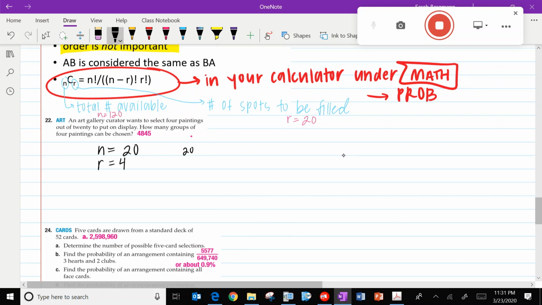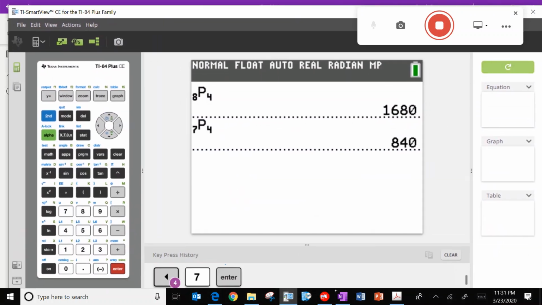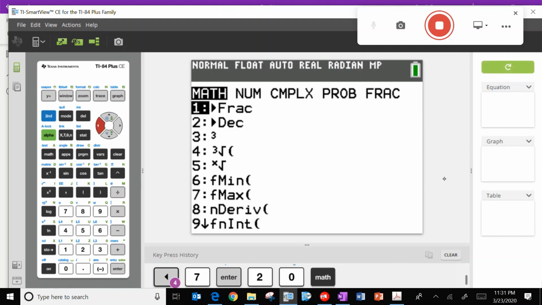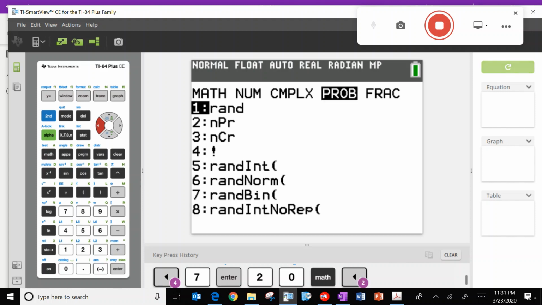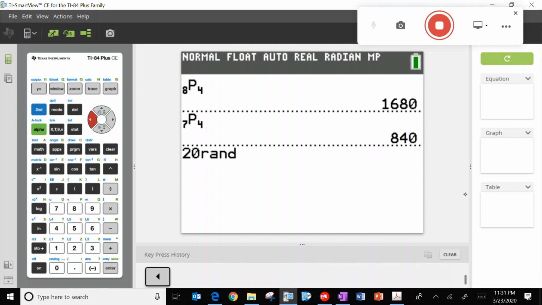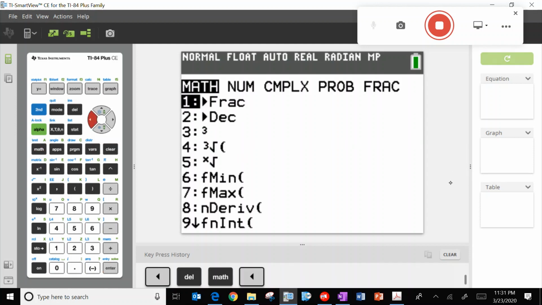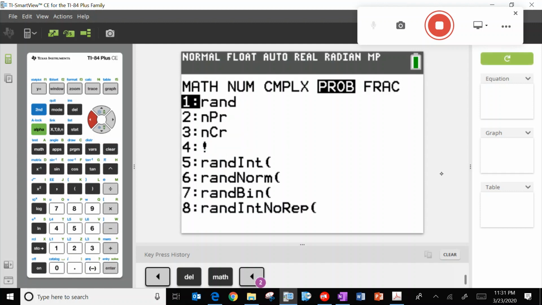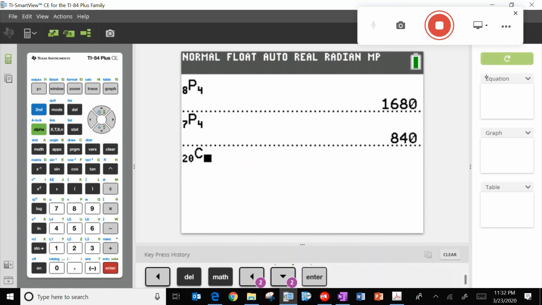So what I need to do is 20C4. I have 20 and I want to choose 4. Okay, so let me show you this on your calculator. I like to type in 20 first. You don't have to do that though. Go to math, go over to probability. Let's try this again. You don't have to hit enter for probability. You need to go down to NCR first, then hit enter. So it was 20, choose 4, enter. The answer is 4,845.